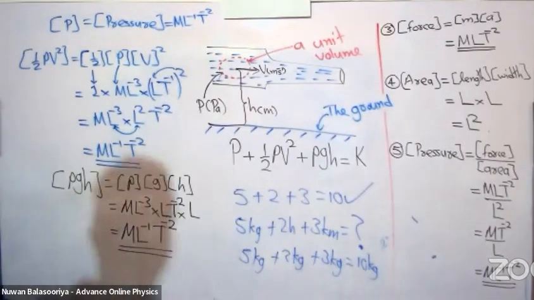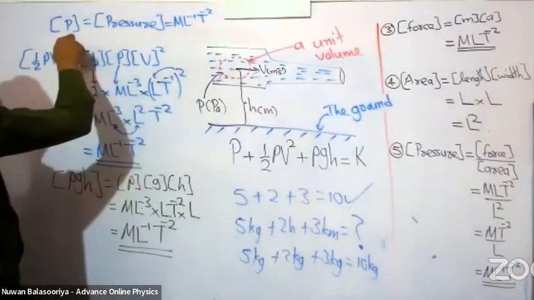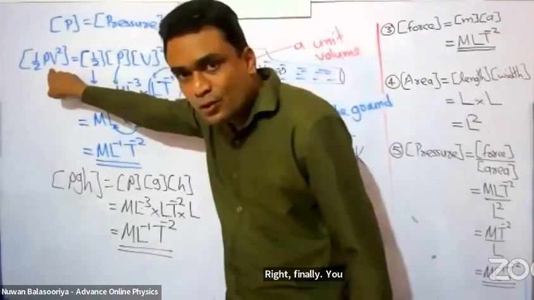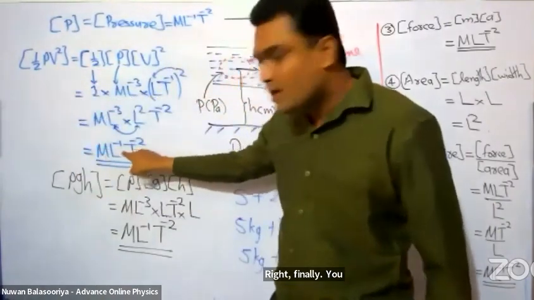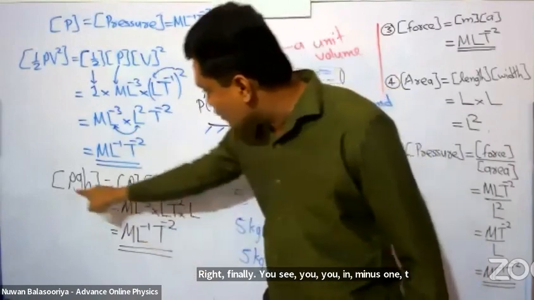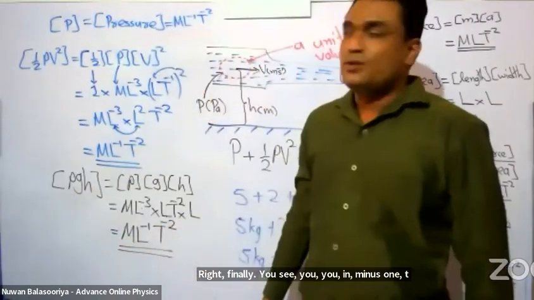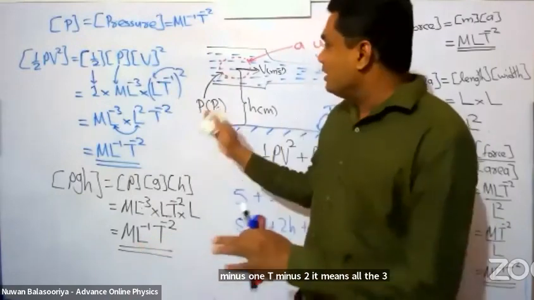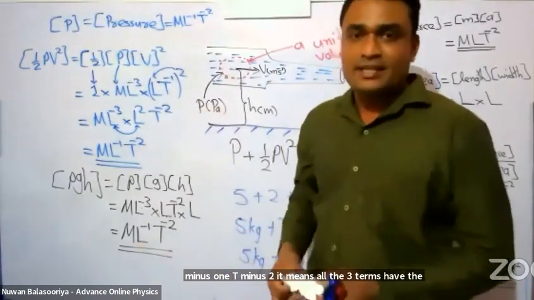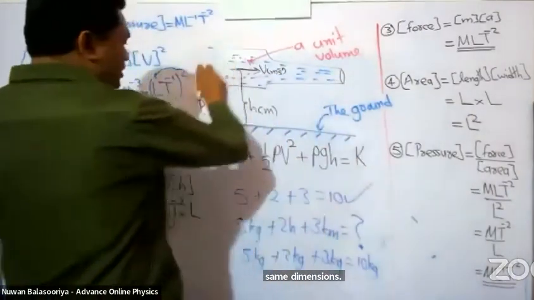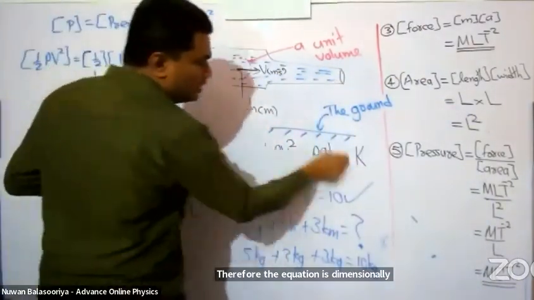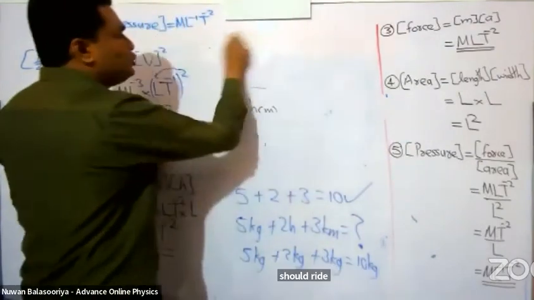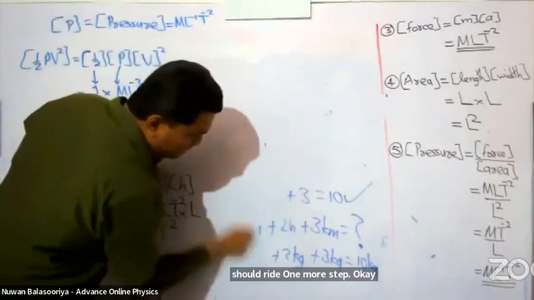Right. Finally, you see dimensions of pressure ML minus 1 T minus 2. Dimensions of half rho v square ML minus 1 T minus 2. Dimensions of rho gh ML minus 1 T minus 2. It means all the three terms have the same dimensions. Therefore, the equation is dimensionally correct. We should write one more step to earn full marks.